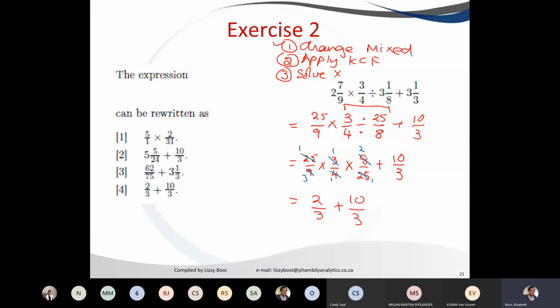Before I can do anything further, I can just come here and say, this is not correct, this is not correct, this is not correct, but that is correct. And I can look at it and say, this is option number 4.